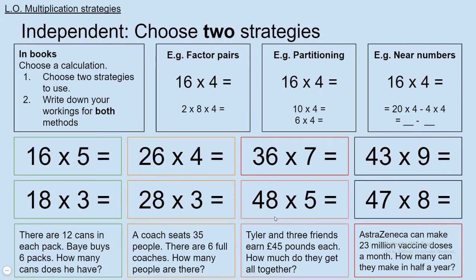And finally, AstraZeneca can make 23 million vaccine doses a month. How many can they make in half a year? That is a mind-blowing question.